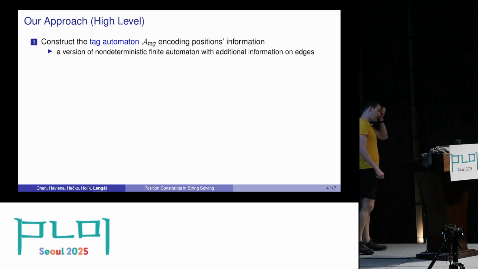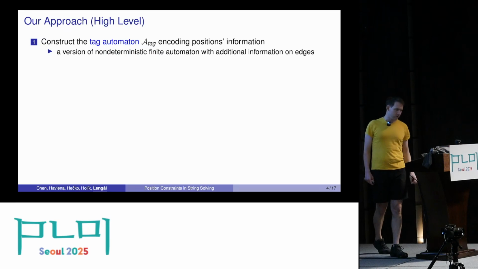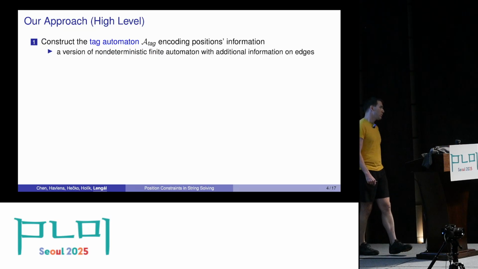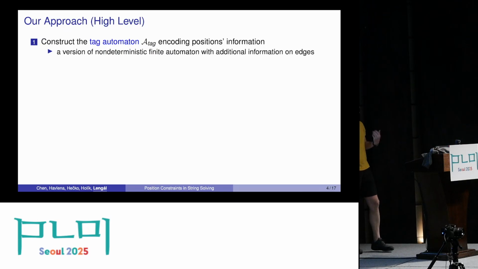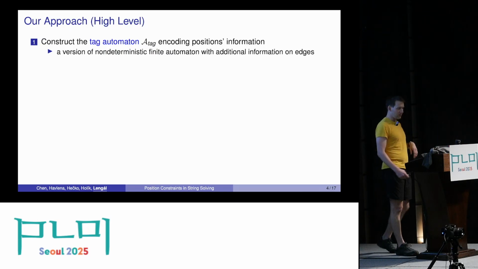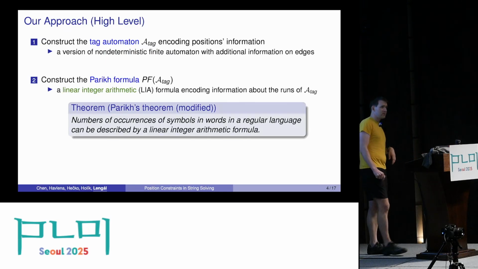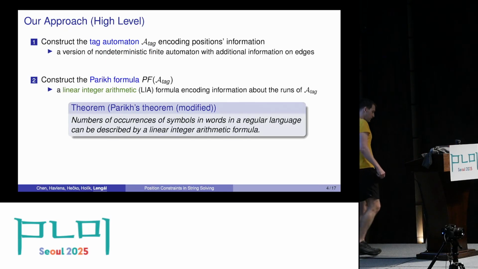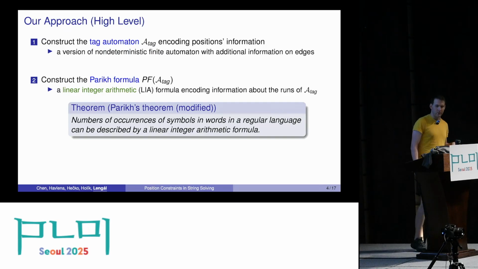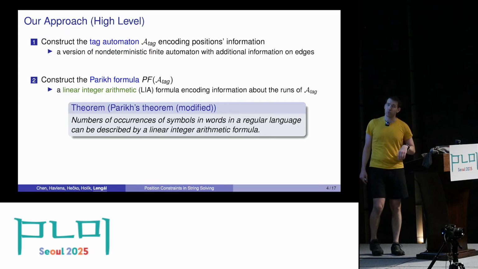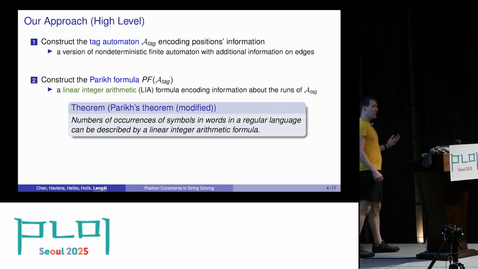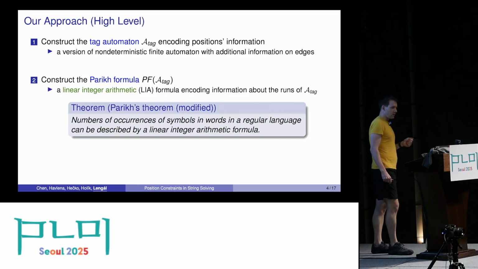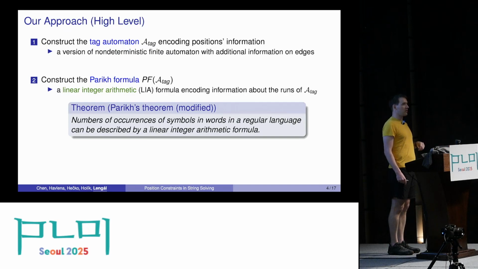Our approach to solving these constraints is that we will construct a special kind of automaton called a tag automaton. This is nothing fancy, it's just a finite automaton that is extended in some simple way. I will talk about it later. We will use some very nice theorem that you have all learned in kindergarten, so-called Parikh's theorem. For this talk, we will use a very simplified version, which is saying that the number of occurrences of symbols in words in regular languages can be described by a linear integer arithmetic formula.